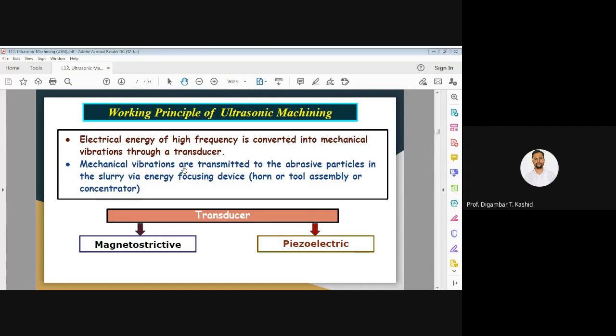Okay, but the problem is that its power capacity is very low. But in the case of a magnetostrictive type transducer, most of the time you require a cooling arrangement. It adds to the cost of your whole system.